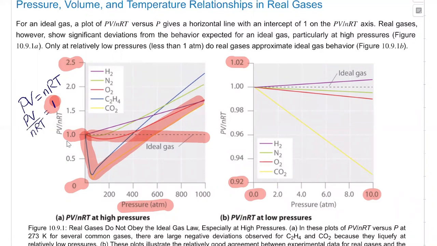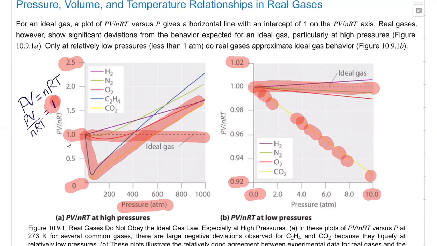And now look at these same gases. Carbon dioxide still looks kind of crazy, but even carbon dioxide, when you're at 10 atmospheres pressure, PV over nRT, instead of equaling 1, it's 0.92. So it's pretty close to 1, even though it's not exactly 1. Look at the other gases. Even at 10 atmospheres pressure, when you do PV divided by nRT, you don't get 1, but you get something very close to 1. So here's the takeaway message from these two graphs.